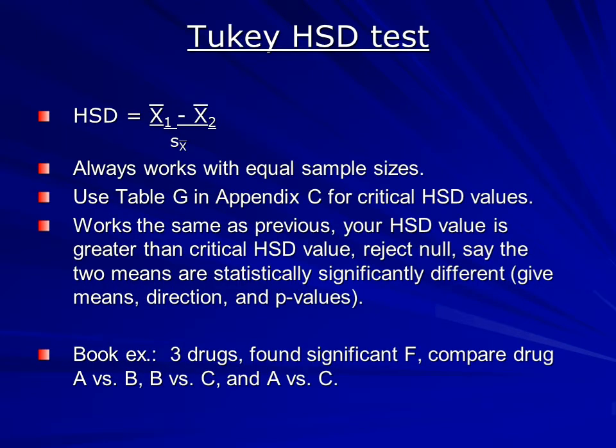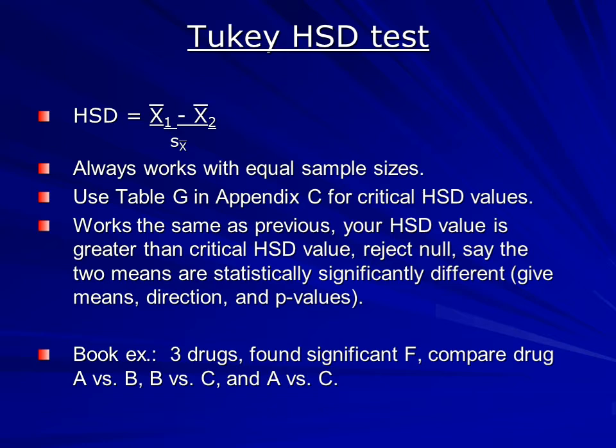Okay, so let's talk about a Tukey test. If you look here, a Tukey test is basically one average. Up here, you've got x bar 1 minus x bar 2 divided by the error term. It's just a difference between two different groups, group 1 versus group 2. It always works with equal sample size. If you have different sample sizes, it gets kind of weird.